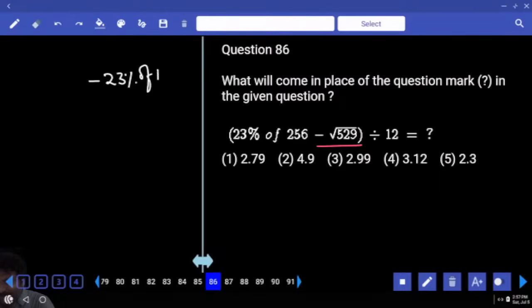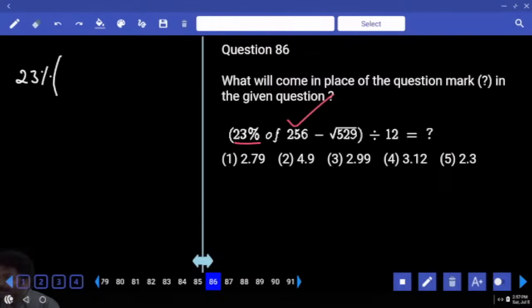23% of 100? Can I do that? Can I write 23 as 23 into 1? Can I write it as 23 into 100%? Now see the magic. This is 23%. This is also 23%. 23% can be taken common. Let me take 23% common. What is here? Minus 100 divided by 12.